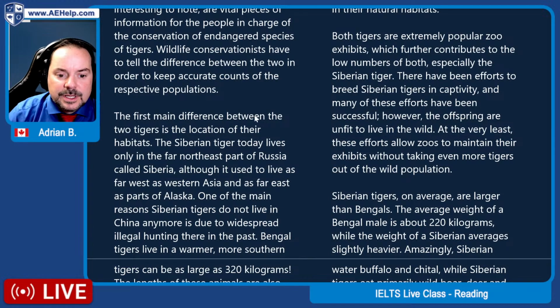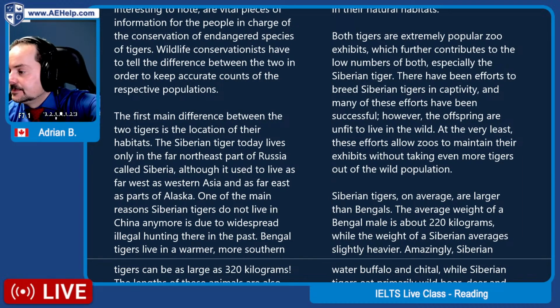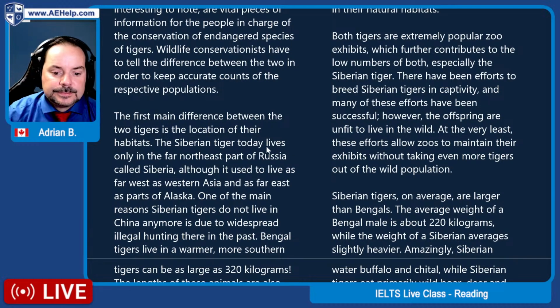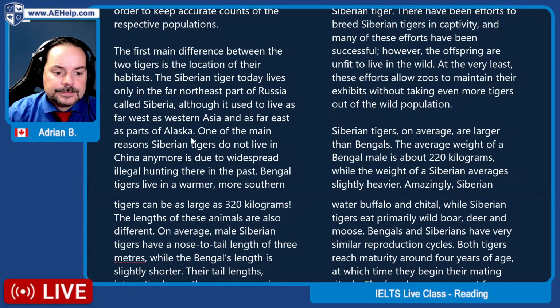The first main difference between the 2 tigers is the location of their habitats. The Siberian tiger today lives only in the far northeast part of Russia, called Siberia, although it used to live as far west as Western Asia and as far east as parts of Alaska. One of the main reasons Siberian tigers do not live in China anymore is due to widespread illegal hunting there in the past.